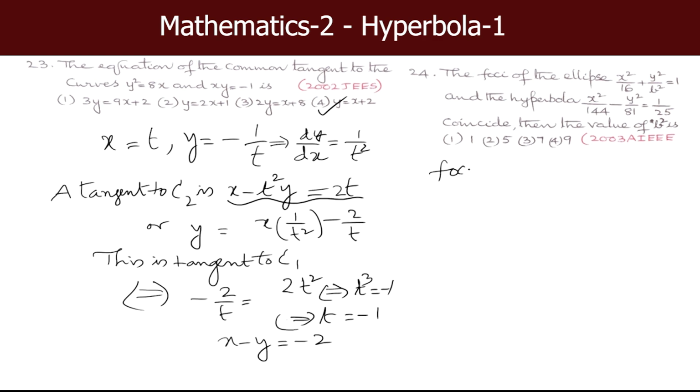Foci for H: 144 plus 81, that is 225, that is a square e square, plus or minus 15, 0. And for the ellipse, 15 equal to 16 minus b square. Well, 144, oh here by 1 by 25 is also there, I am sorry. So, 144 by 25.